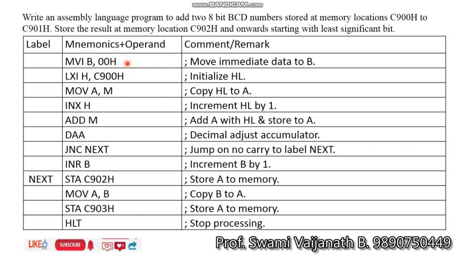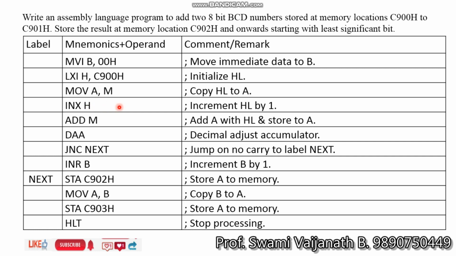Here MVI B,00H, that is move immediate data to the B register, because this B register stores the carry produced in addition. LXI H,C900H means load HL with C900H, so after execution HL is C900H. Whenever MOV A,M is executed, M is a memory register addressed by HL, and here the HL address is C900H. Whatever data is in that memory location is copied to the A register.